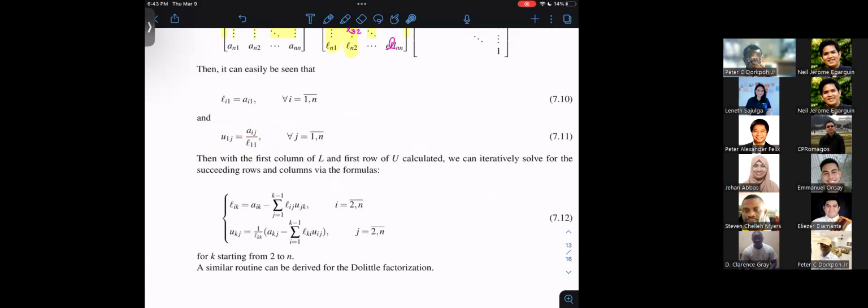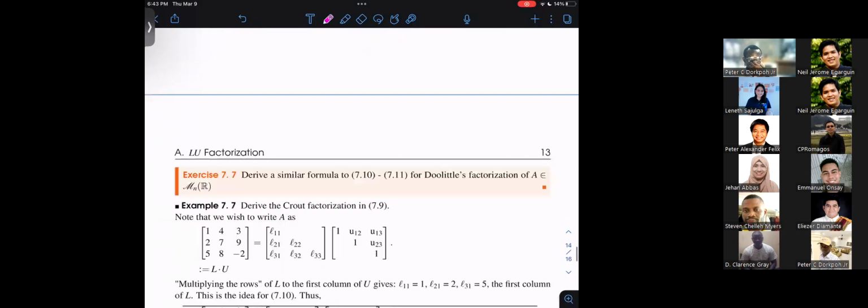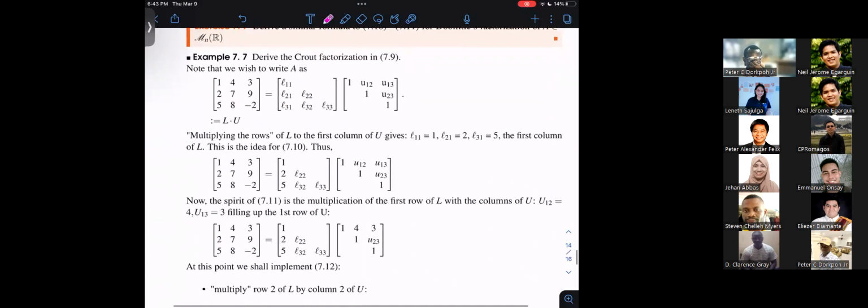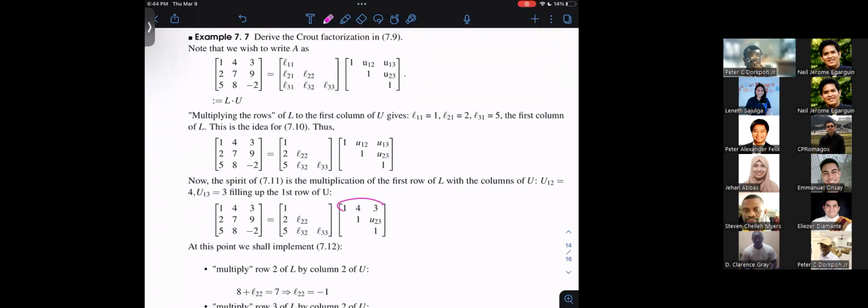Actually, I think there's a typo here. It should be A1J. Okay. So that's A1J over L11. And with that, you'll be able to determine this.